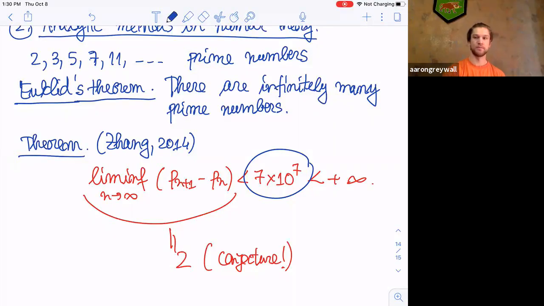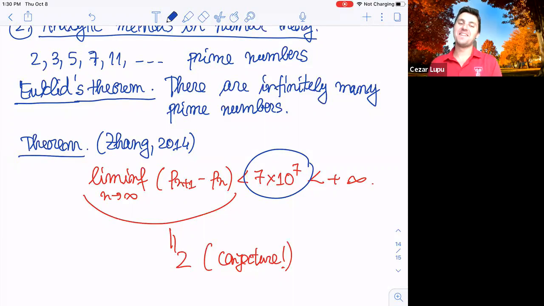You still got time to get your Fields medal, Cezar. No, they still have this rule for 40 years. That's why they didn't award this guy a Fields medal, but he probably deserved it for this result, easily.